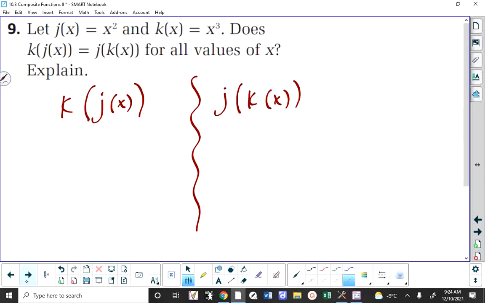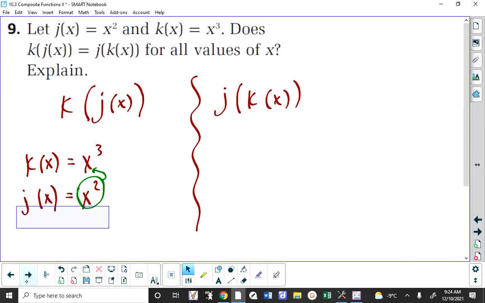If there were non-permissible values of x, we don't include them in our analysis. There won't be because x squared and x cubed are polynomials. So what does this mean? I'm going to write this out. K of x is equal to x cubed. J of x is equal to x squared. Did I get that right? Yes. So what does k of j of x mean? It means we're going to take j of x, which is this, and put it in here for x.